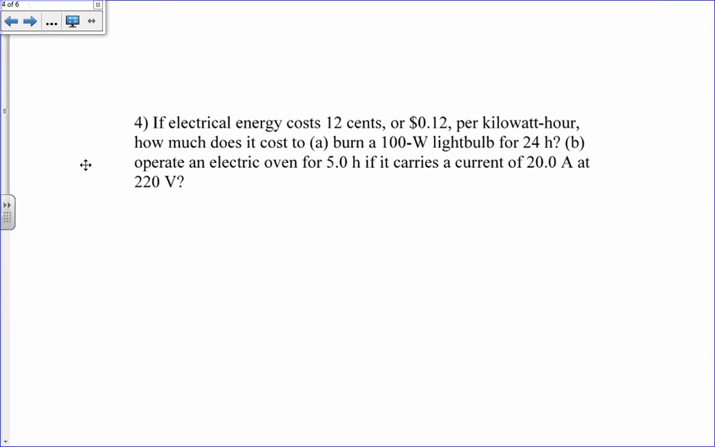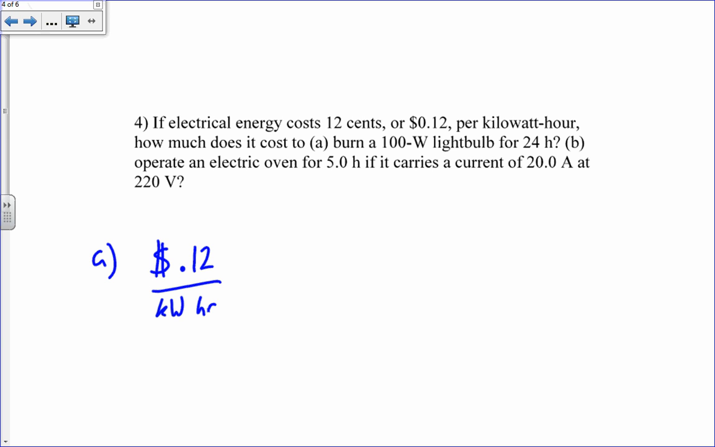Electrical energy costs 12 cents per kilowatt hour. How much does it cost to burn a 100-watt light bulb for 24 hours? All right, so the rate of energy, I think energy is quite a bit more expensive than this now, but that's how much it was when I made this out. So 0.12 dollars per kilowatt hour. So my units look like this, and then it's really just a matter of dimensional analysis to look at how the units work out.